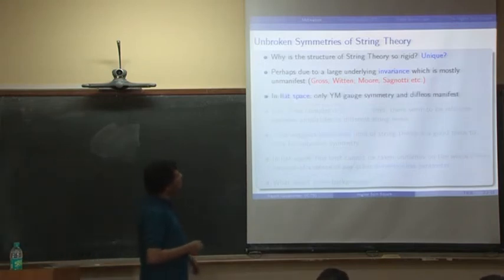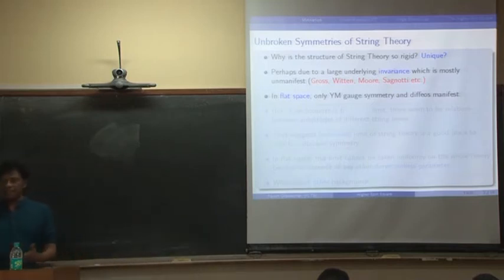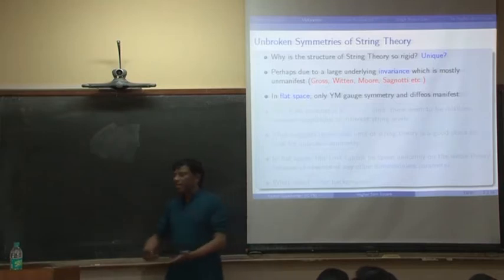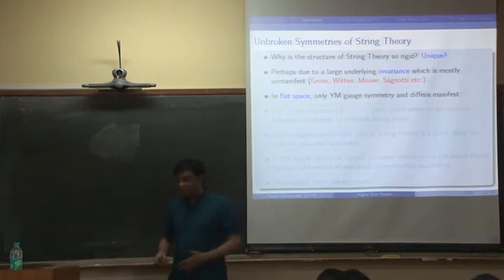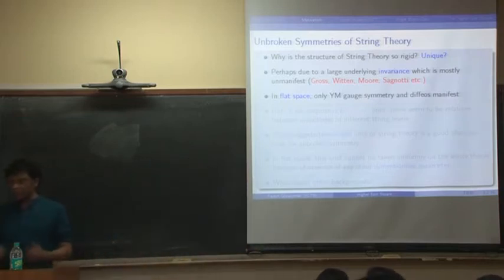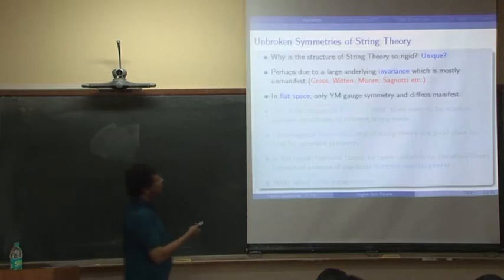So, for instance, in flat space, only Yang-Mills gauge symmetries and diffeomorphisms are obvious from a low energy point of view, at least when you write the action. But even from the rules of string perturbation theory, it's clear that these are exact symmetries or invariances, but that's about it.